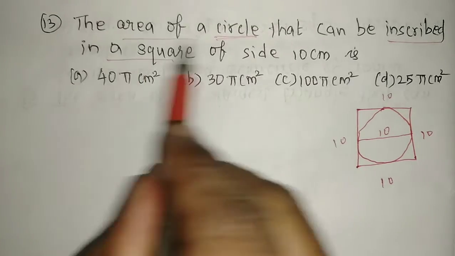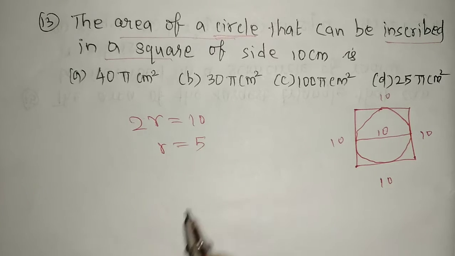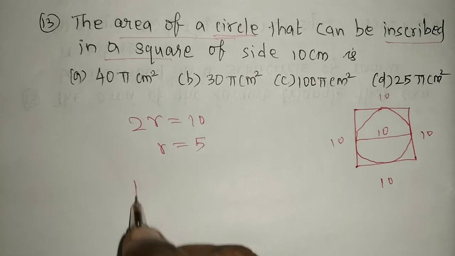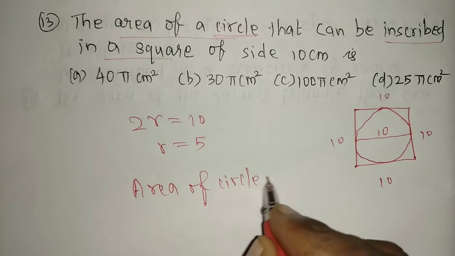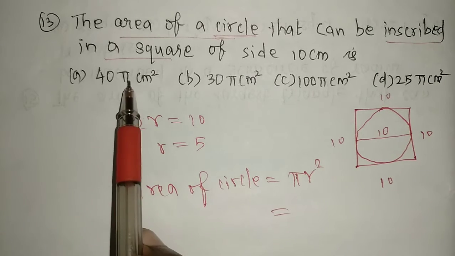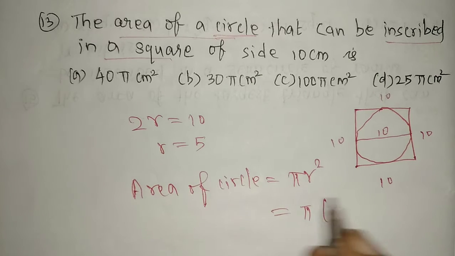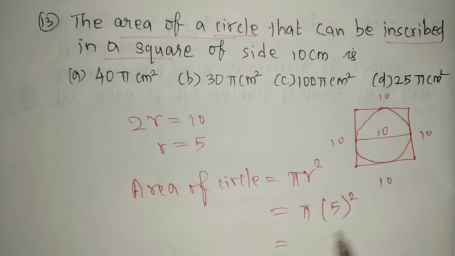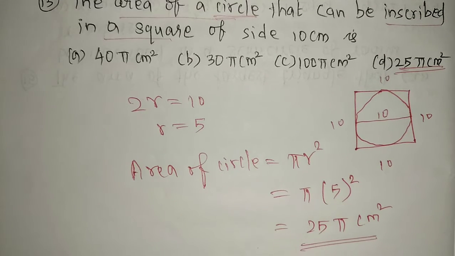So they asked the area of the circle. Diameter 10 means radius 5. Then it's very easy to find the area of the circle. The area of a circle we know is πr². The π value we don't need to substitute because all the answers are in terms of π, so keep it with you. The r value we just found is 5, squared, which is 25. So 25π centimeter square, where we have option D. That's it. So this is our required answer.